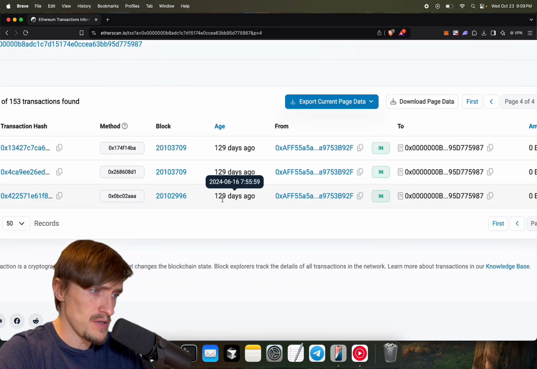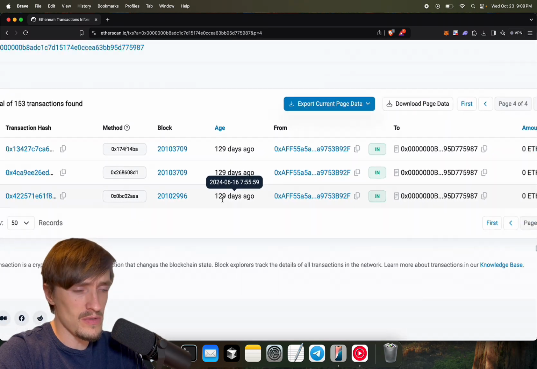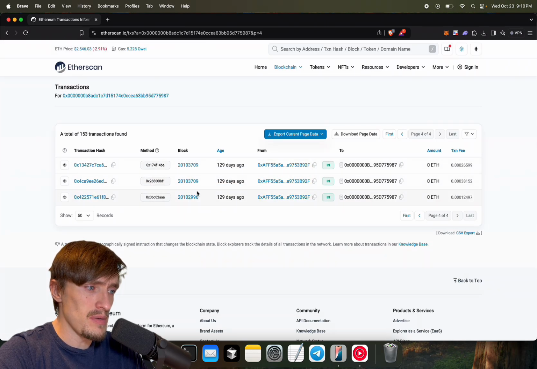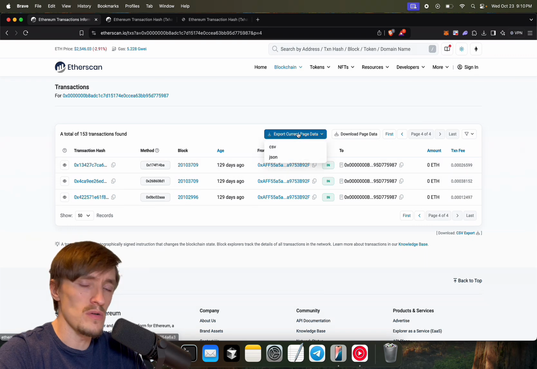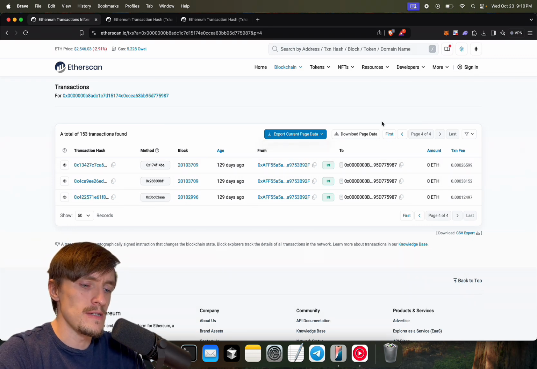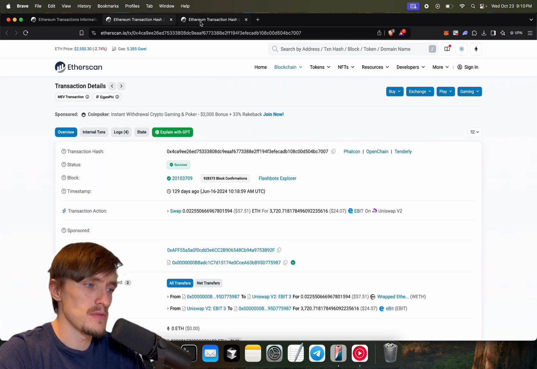So you can see here it's been almost 130 days since it began running, and these are all the bundles. First it started with this bundle. Let's take a look at the bundles it made, the sandwich transactions, their overall profit, and how often it makes those profitable transactions.